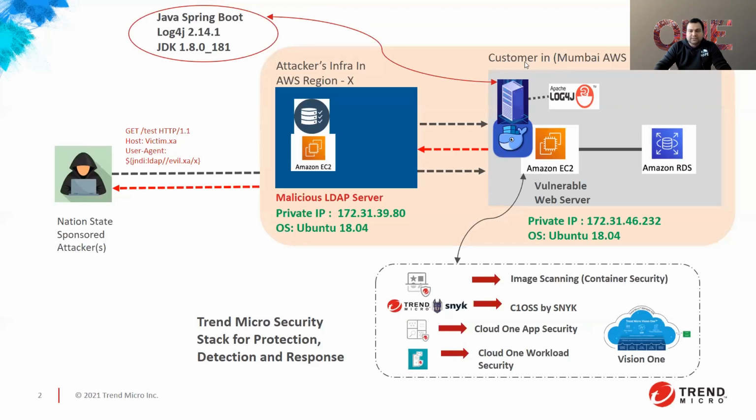On the top right side, as you can see, there is a region, AWS Mumbai. That's where I have the EC2 instances. This is where a vulnerable Dockerized container is installed, which is running the vulnerable Java Spring Boot application, which has a log4j library installed in it, which is actually going to do the logging. And this particular version, 2.14.1, is vulnerable. As you can see, it's a Dockerized container. And then we have an associated database.